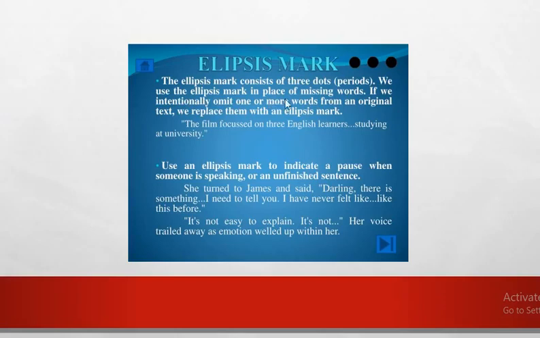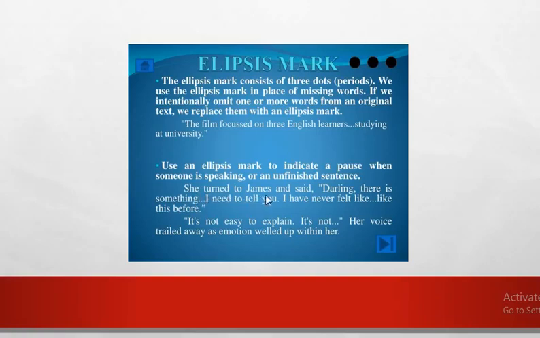The ellipsis mark consists of three dots or periods. We use the ellipsis mark in place of missing words. If we intentionally omit one or more words from an original text, we replace them with an ellipsis mark. The film focused on three English learners... studying at university. Use an ellipsis mark to indicate a pause when someone is speaking or an unfinished sentence.